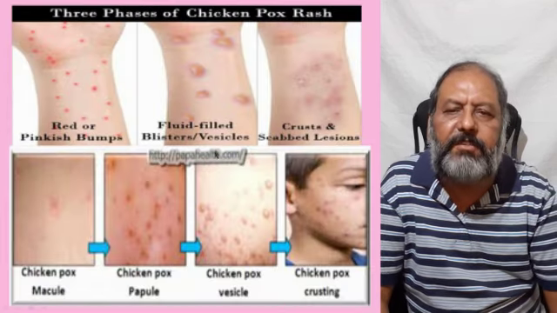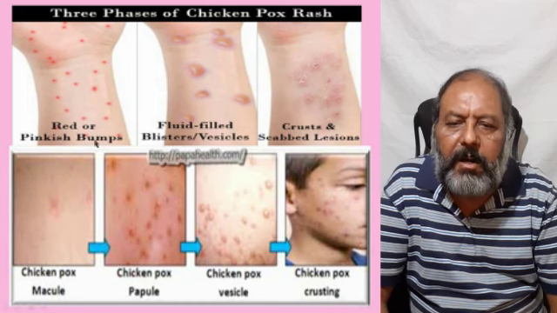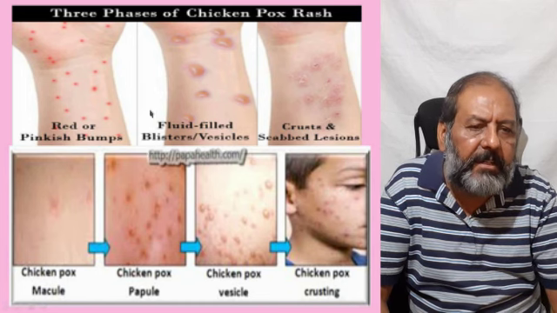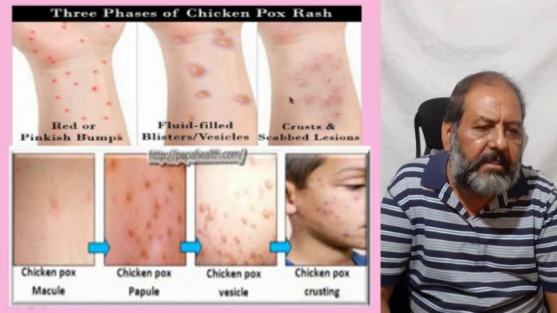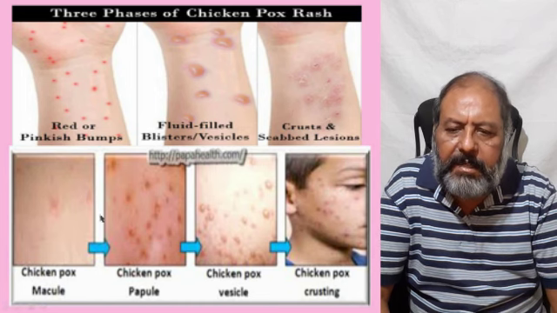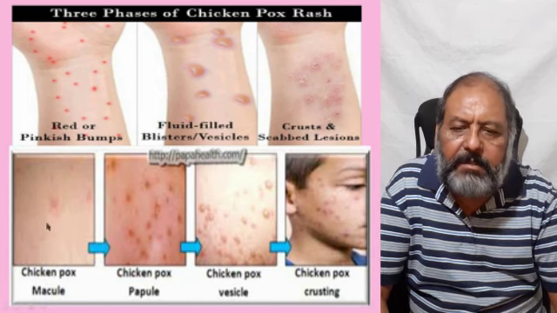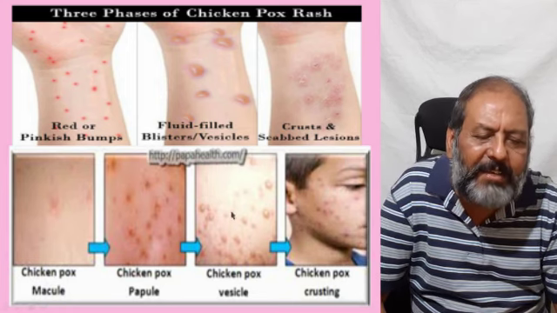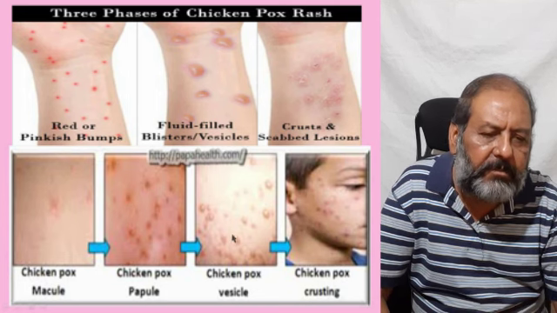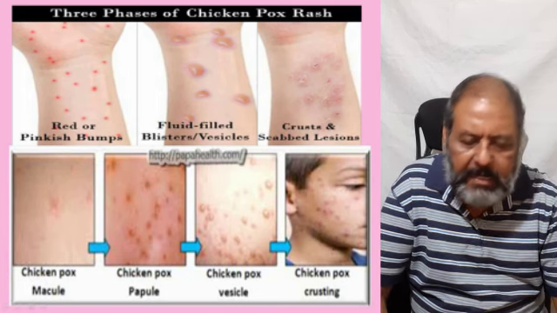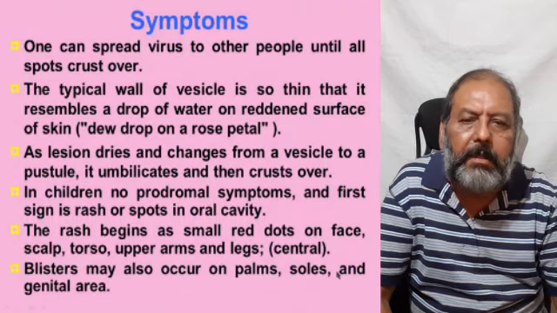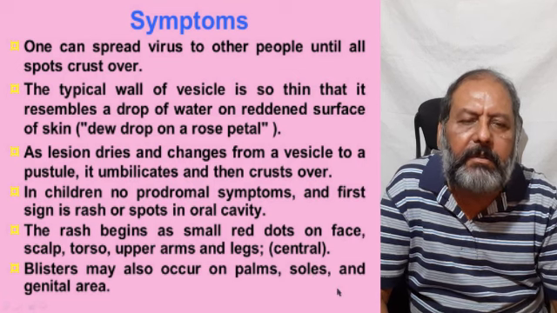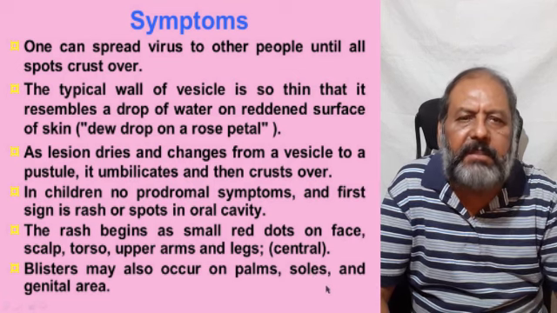So here one can see the three phases: red or pinkish bumps, fluid-filled blisters, the vesicles, and the crust which is just the scab. Similarly, here it is a macule, which is not raised, then a papule, which is raised, then the vesicle with the fluid, and then there is the crusting, and that is the last stage. Now, one can spread the virus to other people until all spots crust over. Otherwise, a person remains contagious.